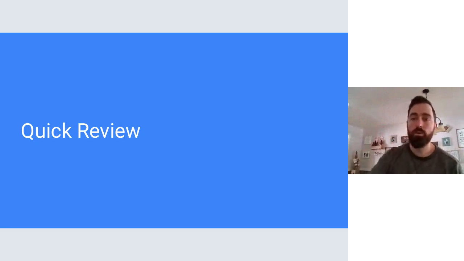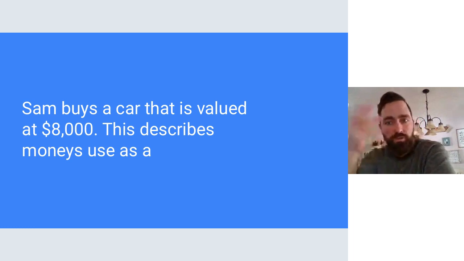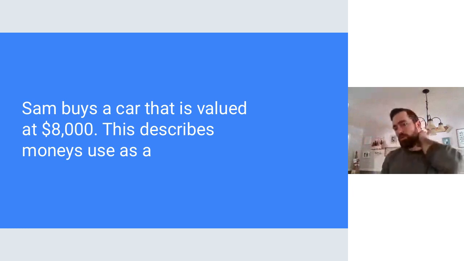All right, let's do a quick review here. Sam buys a car that's valued at $8,000. This describes money's use. Pause the video, think about this, think of how you would answer this. Pick one of the three uses that would meet the first sentence.